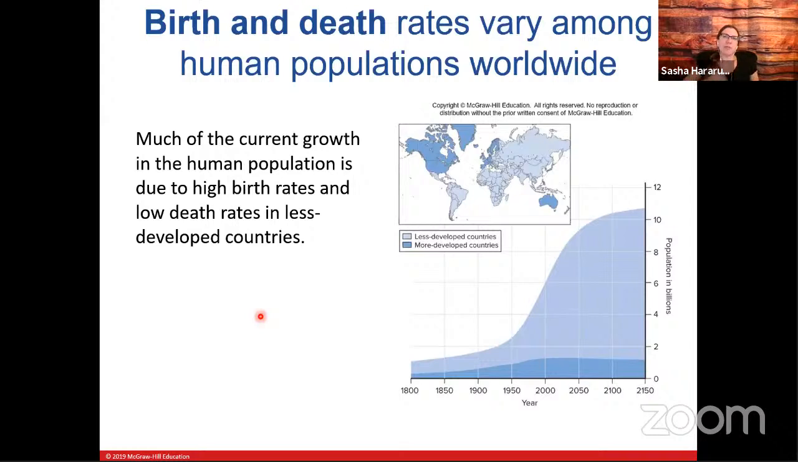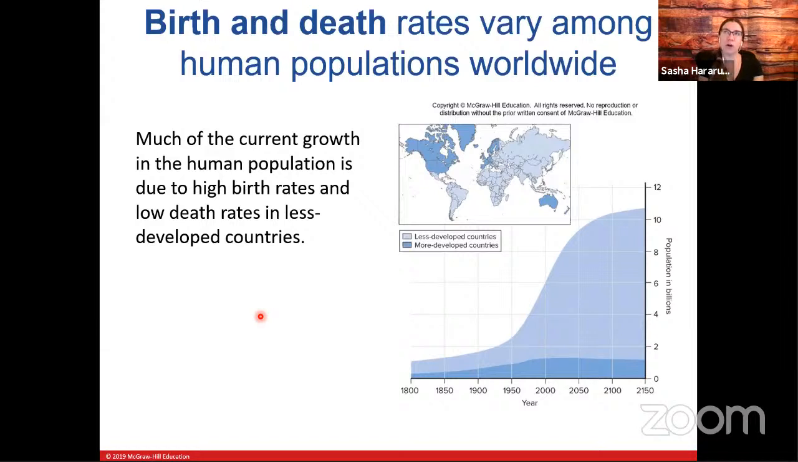So birth and death rates vary among human populations worldwide, and much of the current growth in human population is due to high birth rates and low death rates in less developed countries. Why is this happening? In the developing countries, the advances of modern medicine have been lagging. First, the death rates decreased in the more developed countries because of more developed medicine, but death rates in the less developed countries have not decreased until recently. So the low death rates in developing countries are still a relatively novel thing.